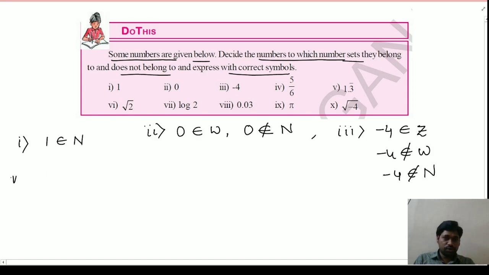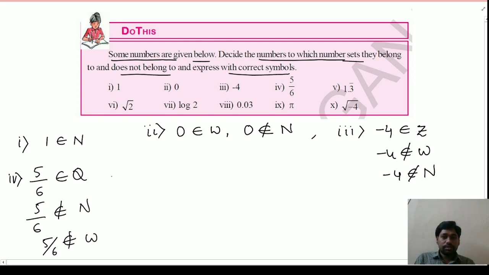Next, the fourth one, 5/6. You know 5 by 6 is a rational number, which I already discussed. A rational number is of the form P by Q, and the rational numbers are represented with the symbol Q. But 5 by 6 does not belong to the natural numbers, does not belong to the whole numbers, and is not even an integer.